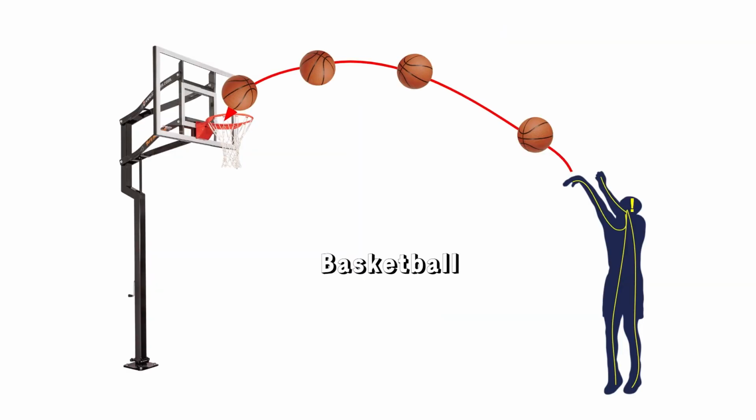The next example is basketball. I've always found it so impressive how a basketball player can pick any spot on the court and he can shoot to score a point. This is all muscle memory.